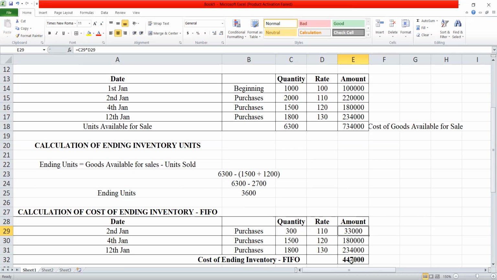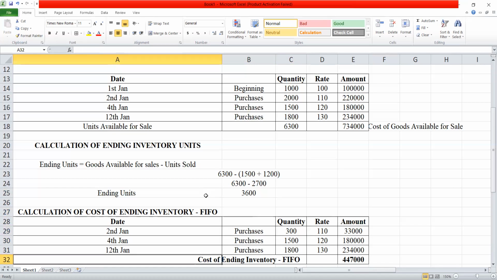Again, FIFO stands for first in, first out. Therefore, we have calculated the cost of ending inventory from the last purchase, the latest purchase. Then we go to the earlier, the earliest one. Therefore, 1,800, then 1,500, and then 300. When we sum up, we get the 3,600 ending units.